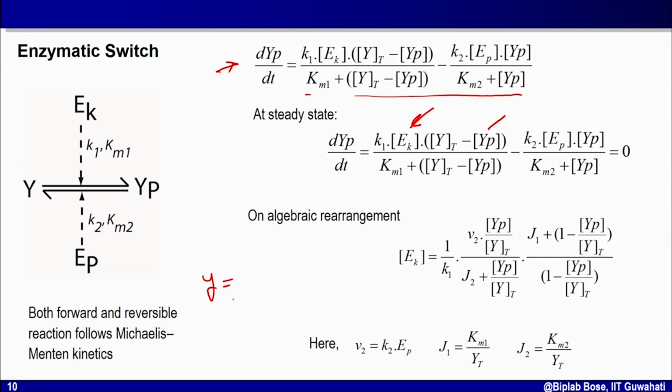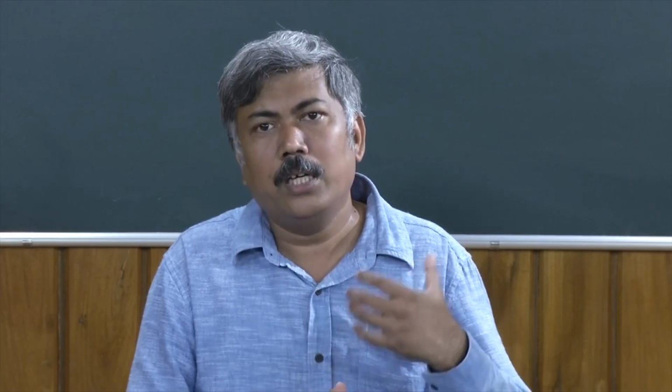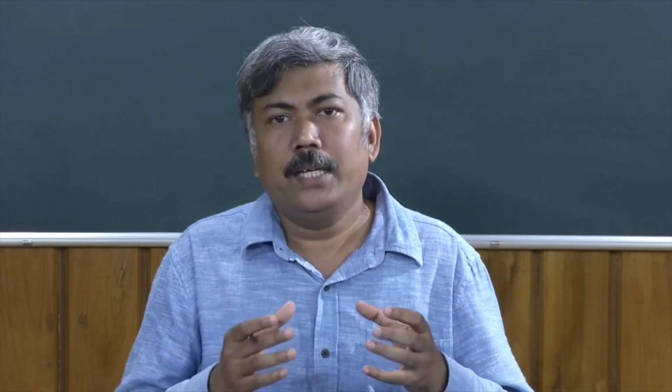So my relations become simple and it has a biological meaning also. So Yp divided by Yt is nothing but the fraction of Y which is phosphorylated. And in fact, a biologist can measure this, that is Yp by Yt, the fraction of the total protein Y which is phosphorylated, by different assays. For example, Western blot, by ELISA, I can actually measure not the total or real number of protein which is phosphorylated, but I can measure the fraction of the total protein which is phosphorylated.